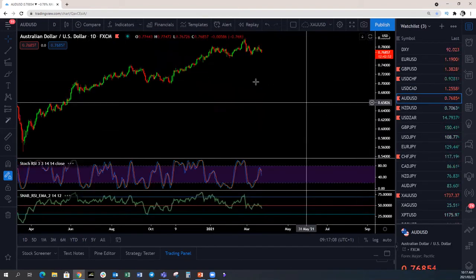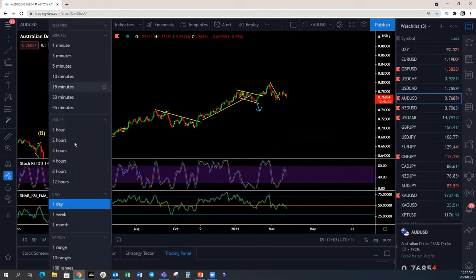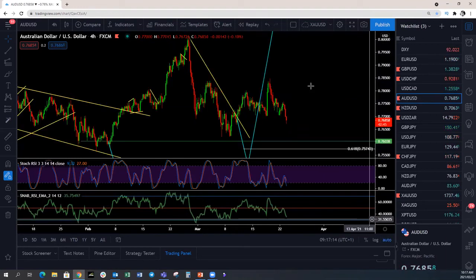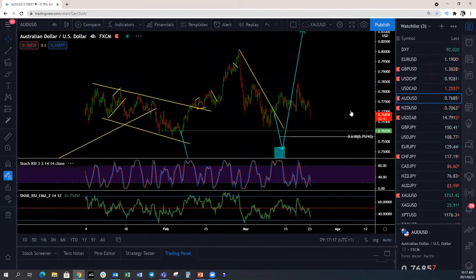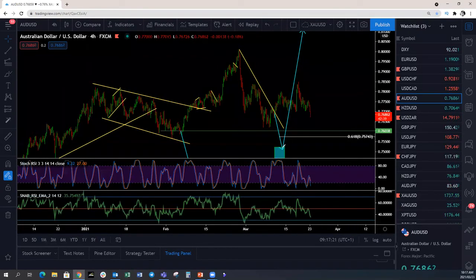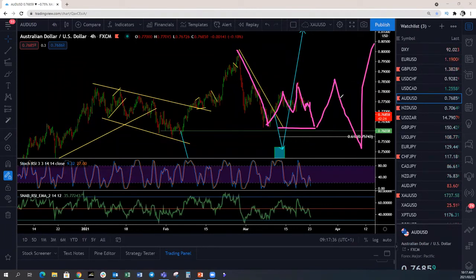Aussie US dollar. Let's go back to the 4 hour. Aussie US dollar, 3 waves up. We're still expecting this one to come take this low here. Nothing has changed from yesterday and Sunday's analysis. We're looking for this to come take the low here. And then we have a structure like this.